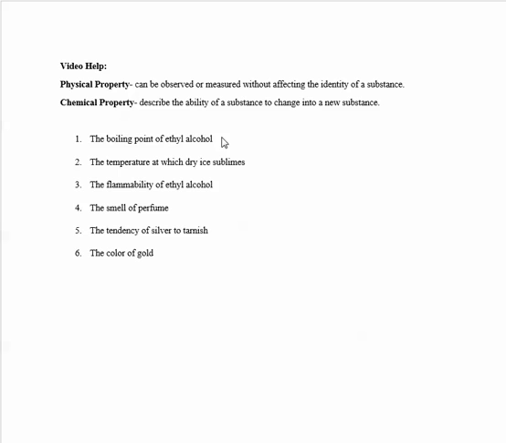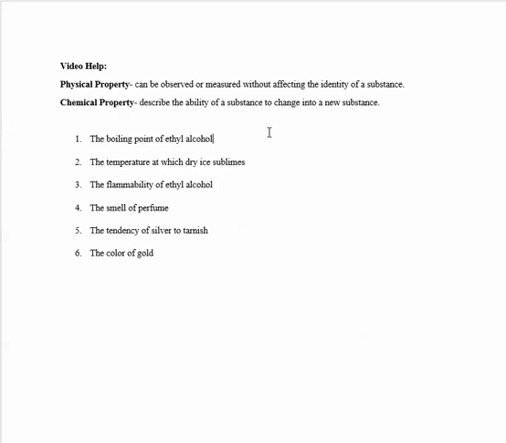When you're looking at chemical properties, those describe the ability of a substance to change into a new substance. So while for physical properties you're not actually changing the identity of the substance, in a chemical property you are changing the substance, and in fact you're studying how or if it can change.